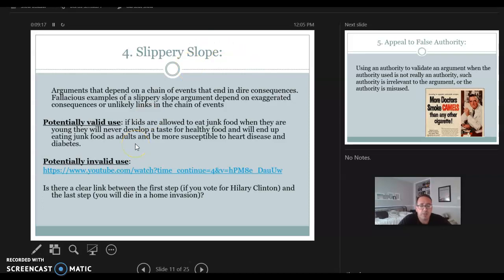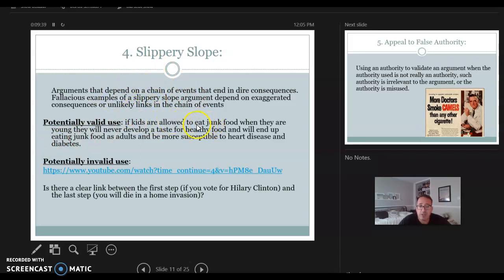This is one where I was going to give you an example that is potentially a good example of this. So potentially this could be good. If you allow your children to eat junk food when they are young, they will never develop a taste for healthy food and will end up eating junk food as adults and will be more susceptible to heart disease and diabetes. That's not a bad argument. I need to support that more, but I don't think that's terrible, right?